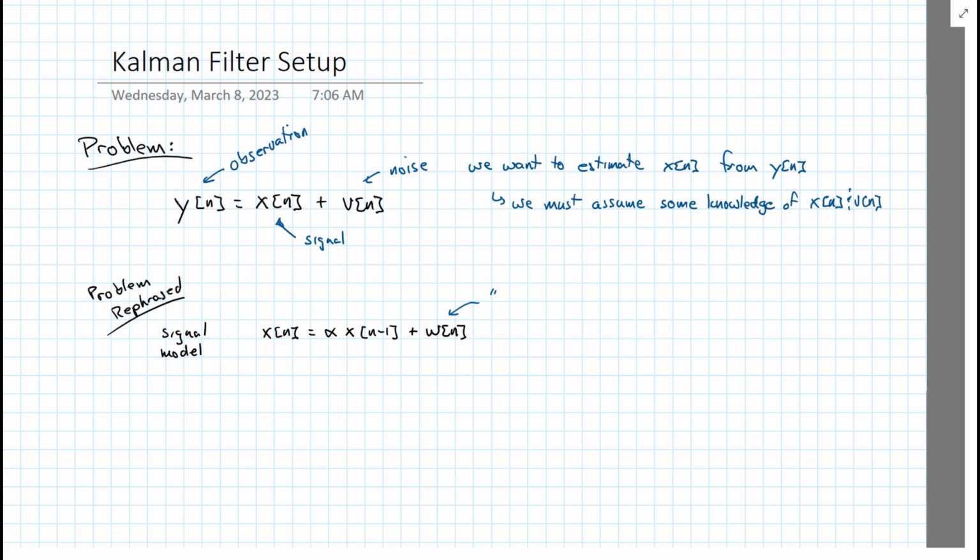We often assume that we really don't know much about w, and so we call it noise. I'm sure this is a bad habit that we get into in signal processing, but anytime we don't know a signal, we just call it noise. And to make life easier, we're going to assume that W is zero mean. We'll talk more about W later.